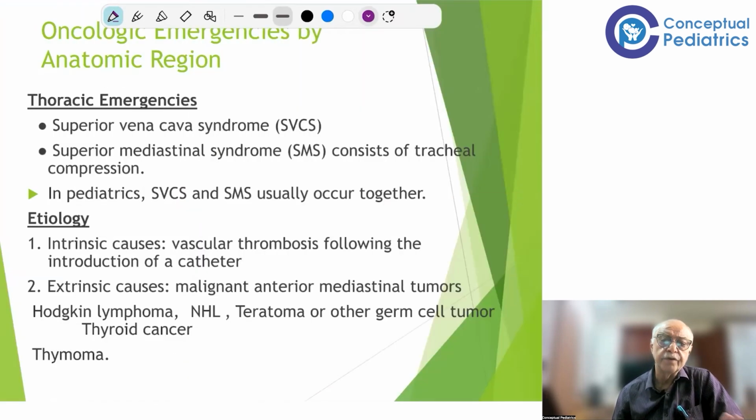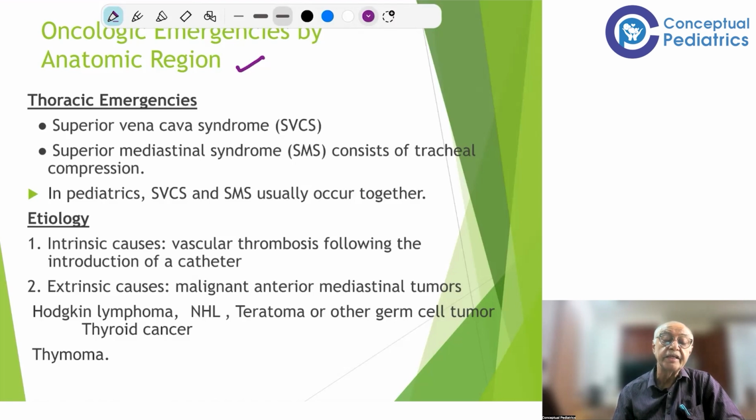Okay, now the first case I have already dealt with. Now I'll tell you what are the other oncological emergencies. My first slide was, either you have the metabolic or endocrinal problems, then the other thing is the oncological emergencies, which are due to the anatomic regions. Supposing there is a growth in the thorax, most likely because of NHL, or Hodgkin's, or the other tumors which I'm going to discuss, there is a compression of the superior vena cava. So that's called superior vena cava syndrome.